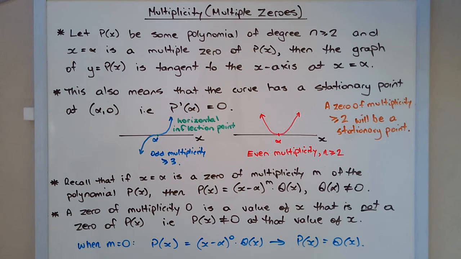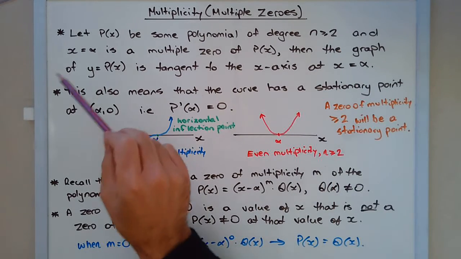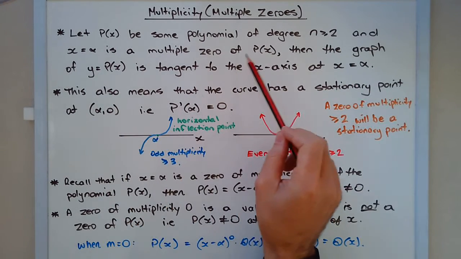I'm going to talk about the idea of multiplicity or multiple zeros in some more detail, but in particular looking at an alternative method to long division to determine the multiplicity of a zero. Let p of x be some polynomial of degree n greater than or equal to 2, and x equals alpha is a multiple zero of p of x.